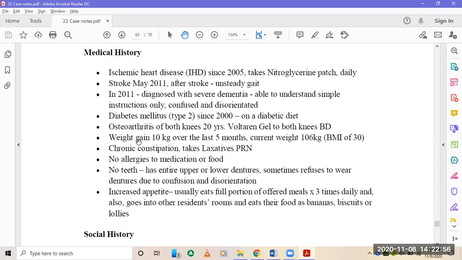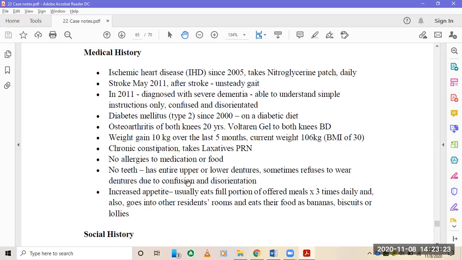Osteoarthritis, not so important. Weight gain, yes, I think it is important because of the food she's having. Chronic constipation, takes laxatives as needed, yes, she is required. No allergies to medication or food, not required because it is no allergies. No teeth, has entire upper and lower denture. This is required because in this case, the dietitian has to suggest that kind of food.